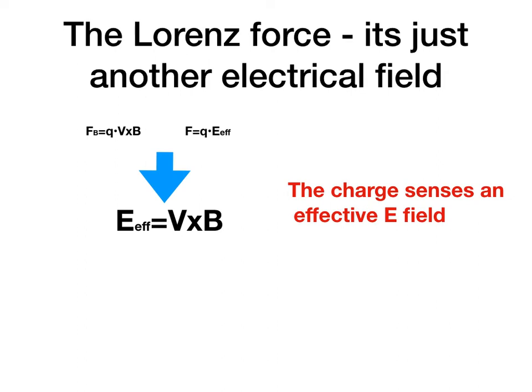So now we have two viewpoints of the Lorentz force. One is the force acting on a charge in a magnetic field, and the other view is that if someone is moving in a magnetic field, in their frame of reference they see an electrical field, and this electrical field is what gives rise to the Lorentz force. These are two different views of the same phenomenon, and we're going to use the view that uses the electrical field.